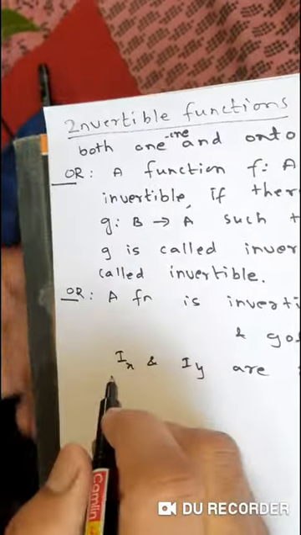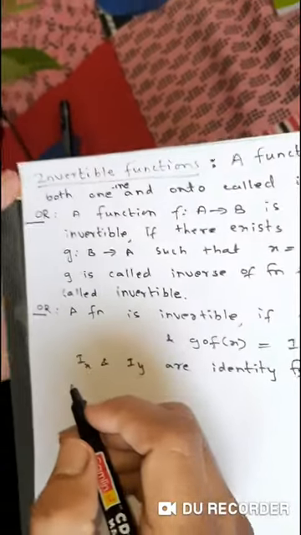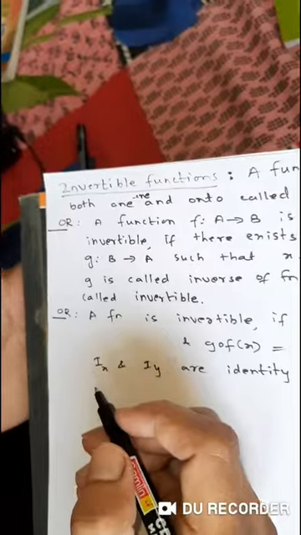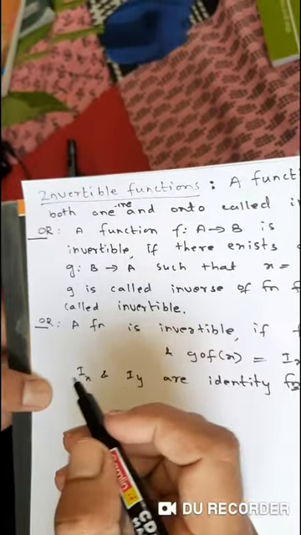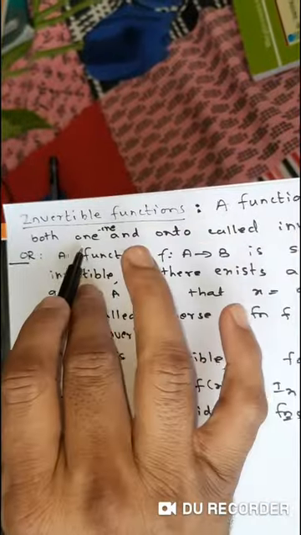Okay, so we shall solve some examples on invertible functions using the first, second or third definition. The easier one is the first definition, where we can easily identify the 1-1 and onto functions. See some examples.